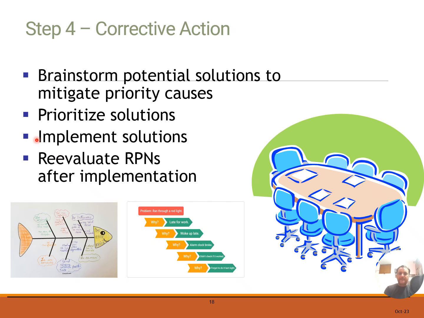After implementing, it is crucial to reevaluate the risk priority numbers. The reassessment provides concrete data on the impact of the implemented solution. Ideally, you should be observing a reduction in RPN values. That indicates that the corrective actions have successfully mitigated the risks that you identified.